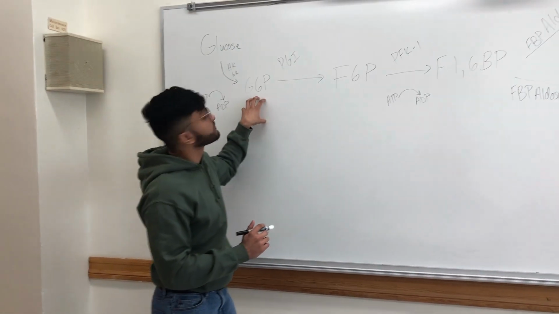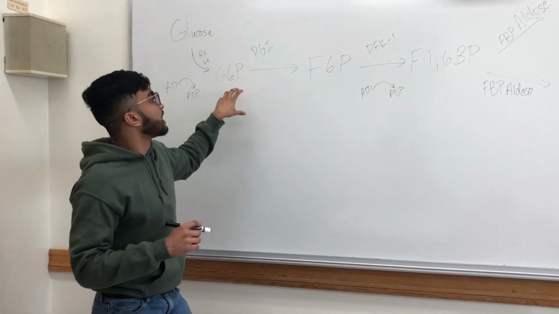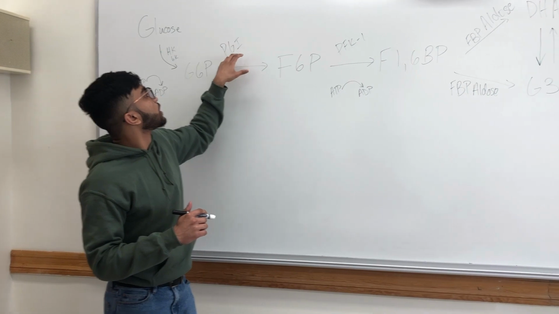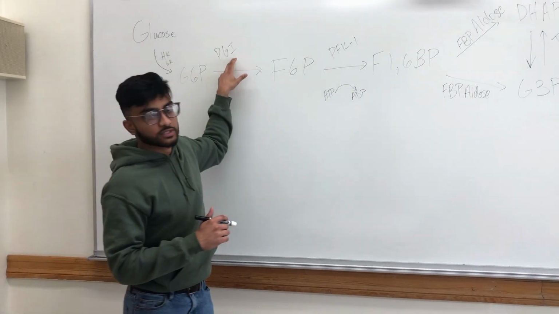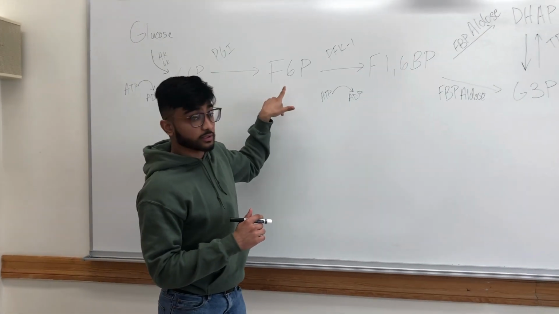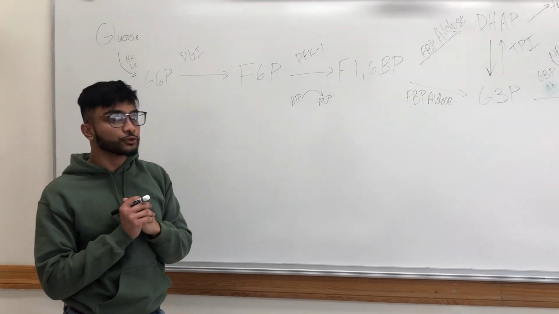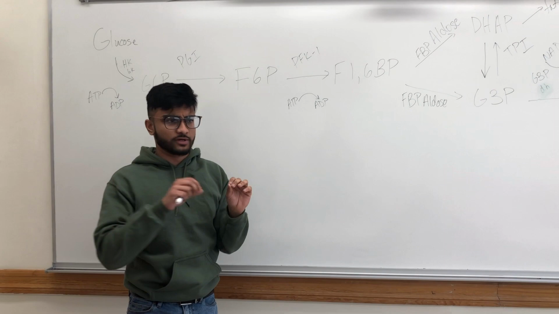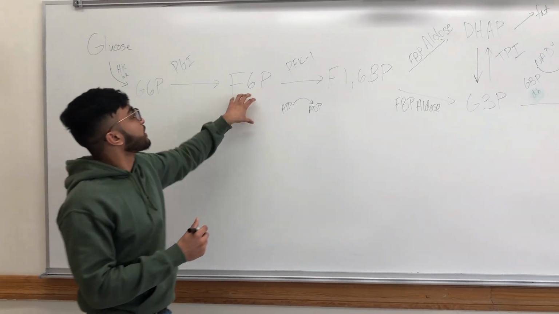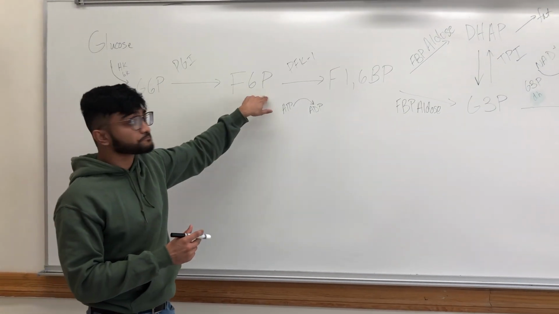So now that you have this glucose 6-phosphate, glucose isomerase comes in, and then it takes out a carbon, and now this is a 5-carbon molecule. Fructose is a 5-carbon molecule. That's why a good way to remember it is fruit toast. So now you have fructose 6-phosphate.